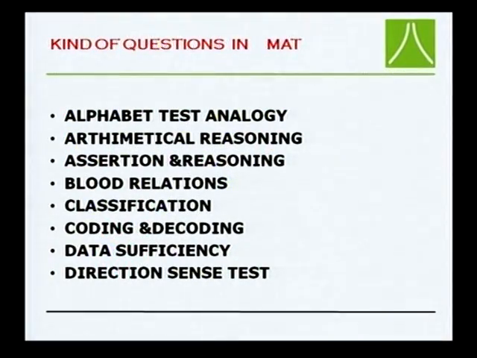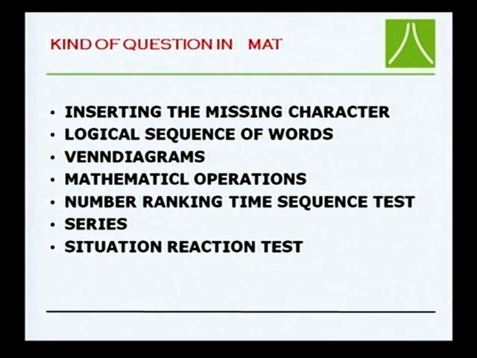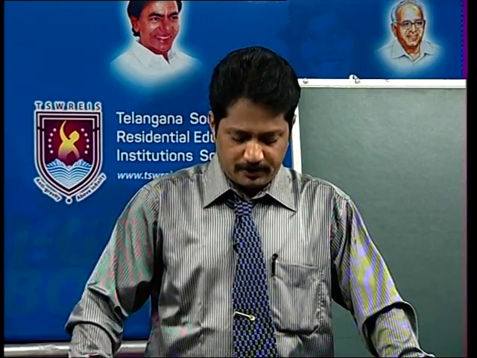Yesterday I gave a brief about the kinds of questions in the mental ability examination: alphabet test, analogy, arithmetical reasoning, assertion and reasoning, blood relations, classification, coding and decoding, data sufficiency, direction sense test, inserting the missing characters, logical sequence of words, Venn diagrams, mathematical operations, number ranking, time sequence test, series, situation reaction test. These are the various kinds of questions in mental ability. Today we are going to discuss them one by one.